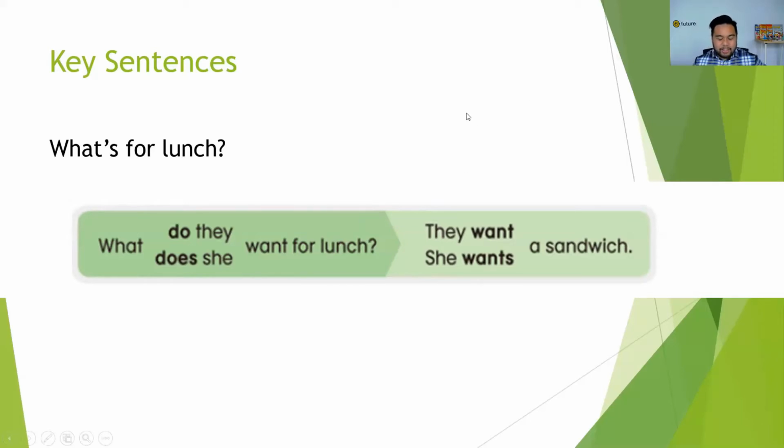All right, and then we can introduce some of our sentences, okay? So this is our key sentence that we're going to practice. We have one question here, what's for lunch? And then another question here, what do they want for lunch? What does she want for lunch? And then their answer, they want a sandwich. She wants a sandwich. So then you present these to the students and practice.